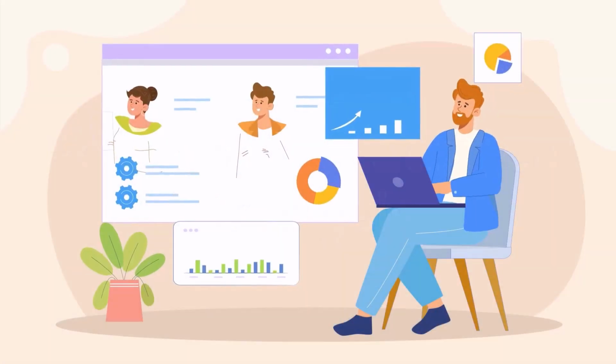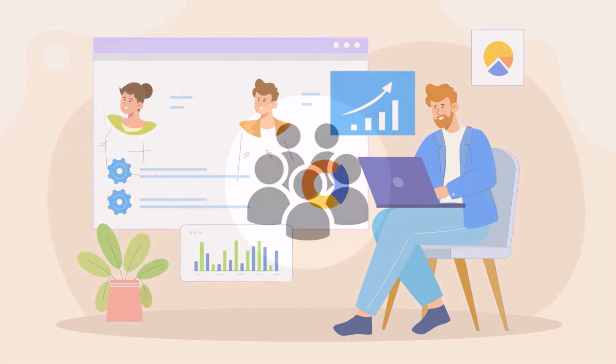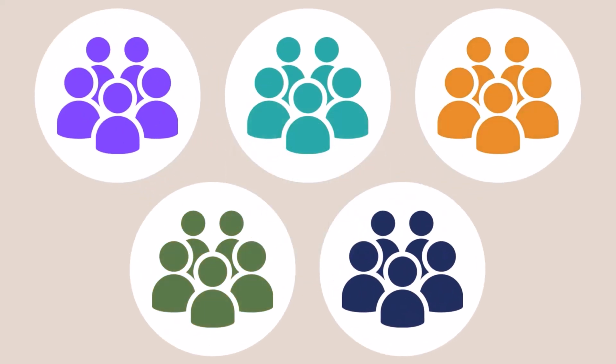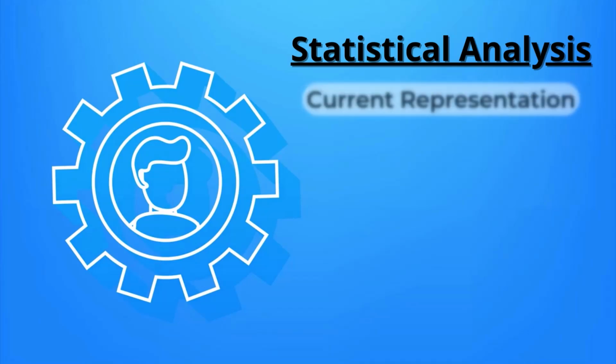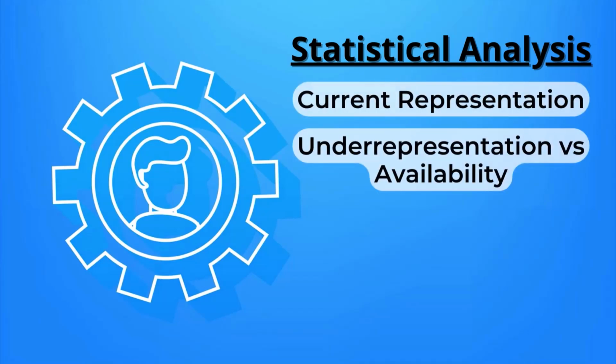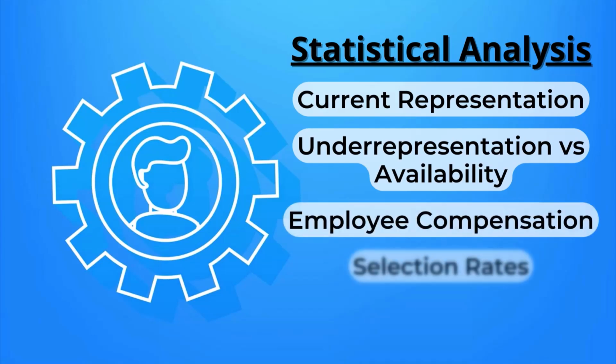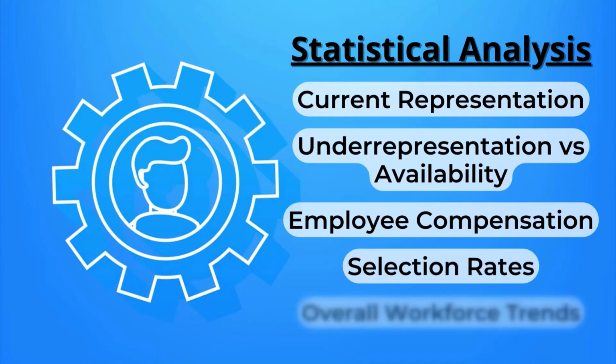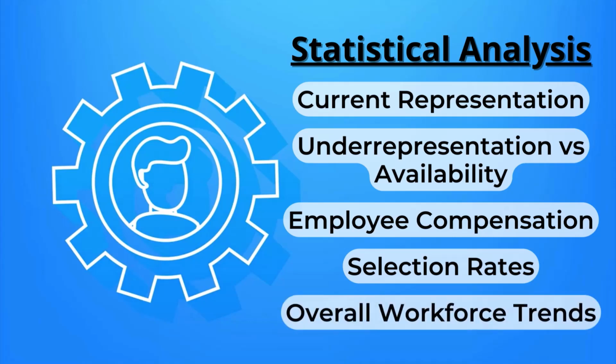Following your kickoff, it's time for analysis. Start by establishing job groups or job families to facilitate comparisons between similar positions during data analysis. Conduct a thorough examination of your current workforce, focusing on aspects such as current representation, areas of underrepresentation in comparison to availability, employee compensation, selection rates for employment activities, and overall workforce trends. This analysis will provide valuable insights into your organization, helping to identify areas for improvement and recognize strengths.